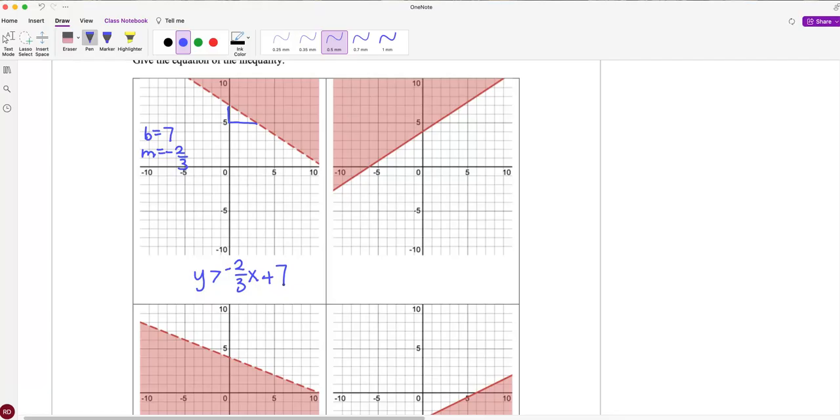The next one's going to have a solid line, so it's going to be including an equal sign. So if I look at this one, b is equal to 4, and it appears that the slope is 2/3. So the line is y equals 2/3 x plus 4. I'm shading above that line, and it's a solid line, so greater than or equal to.